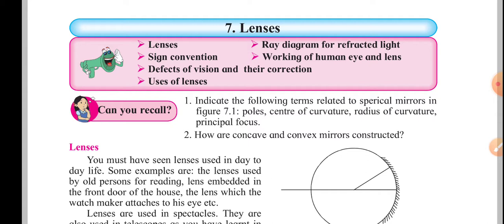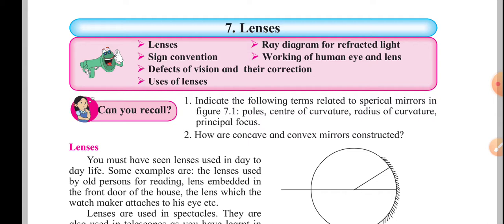In this particular topic, we are going to talk about spherical glasses. Spherical glasses are nothing but what in general language we call lenses. These lenses are very useful in our day-to-day life. Old age people require spectacles, and those spectacles contain different kinds of lenses according to the need of the person.